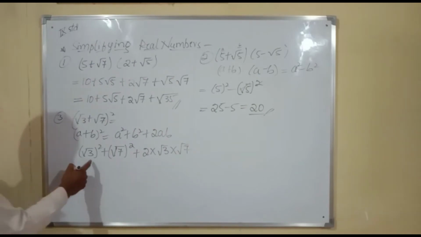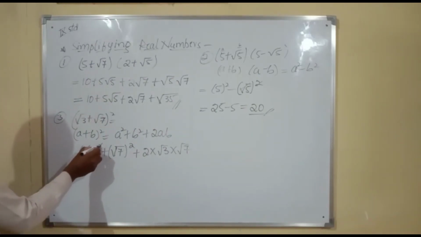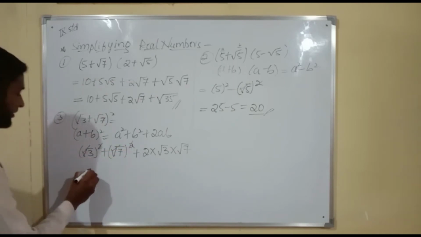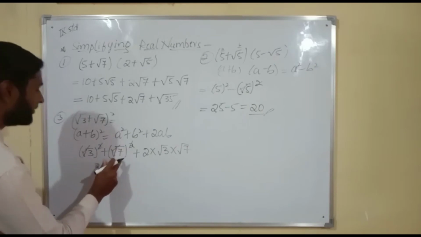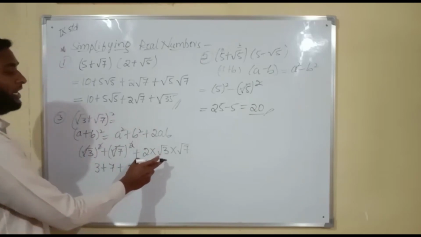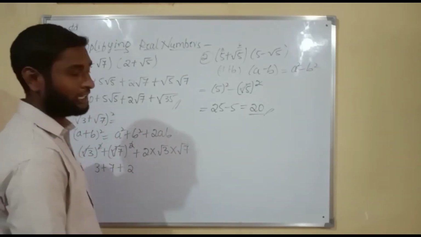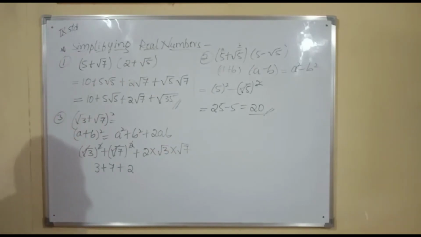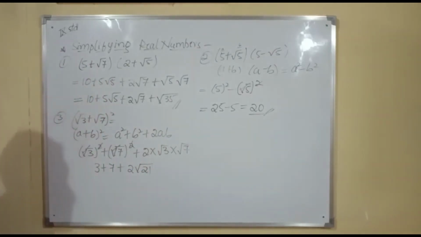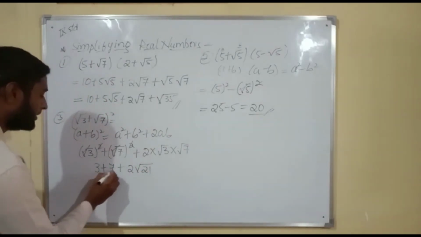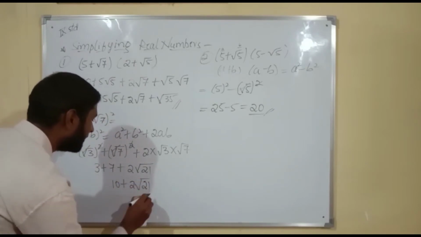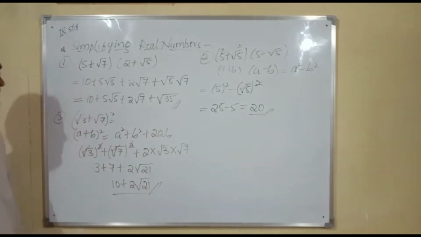See here, the square and root cancel out each other. How much remains here? 3. Here 7. Plus 2 into root 3 into root 7. I can multiply the numbers inside the radical signs. 7 3s are 21. So I can write here 2 root 21. 3 plus 7 is nothing but 10. 10 plus 2 root 21. So this is our answer.